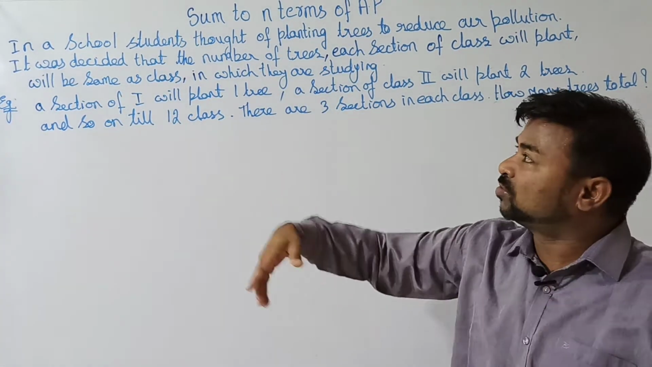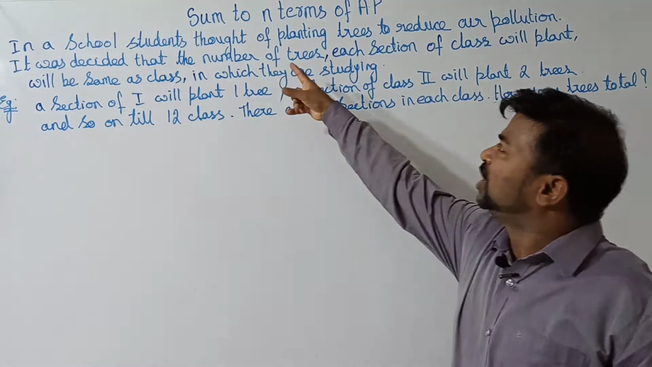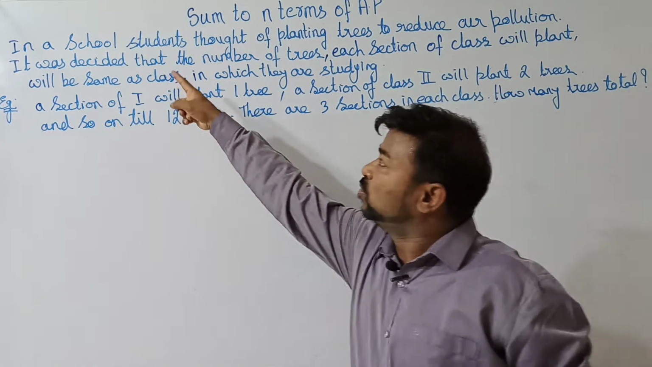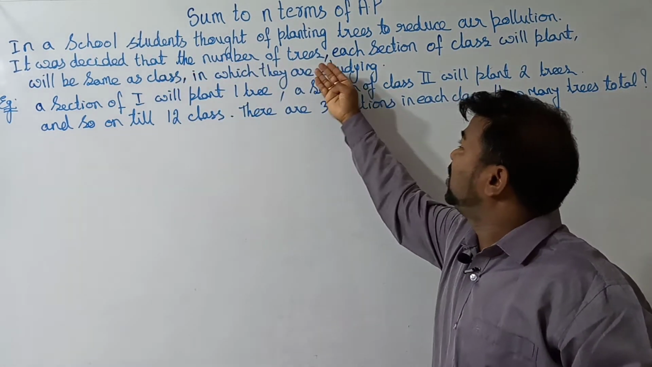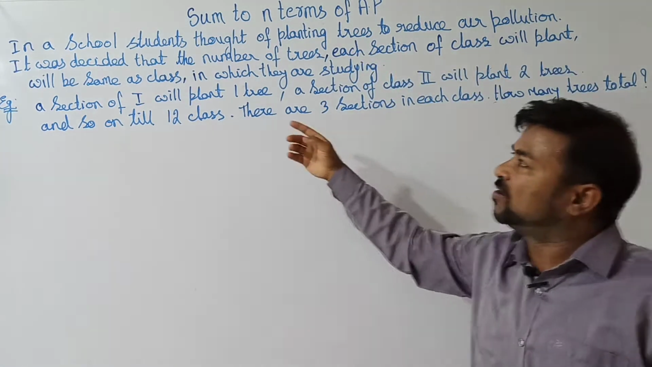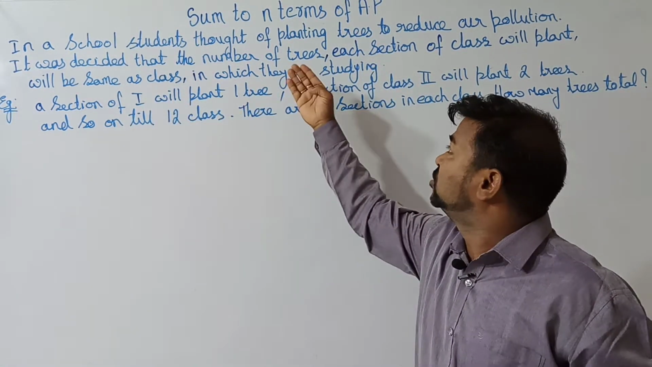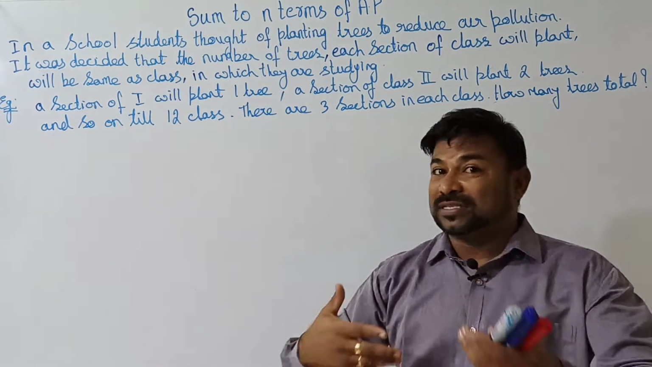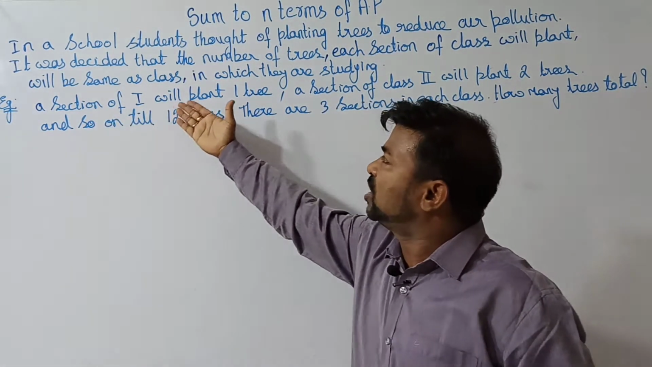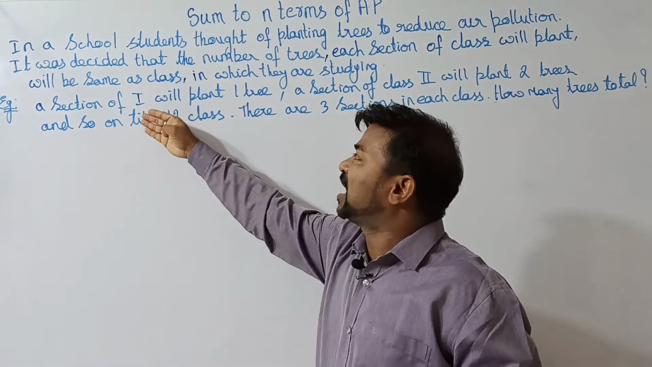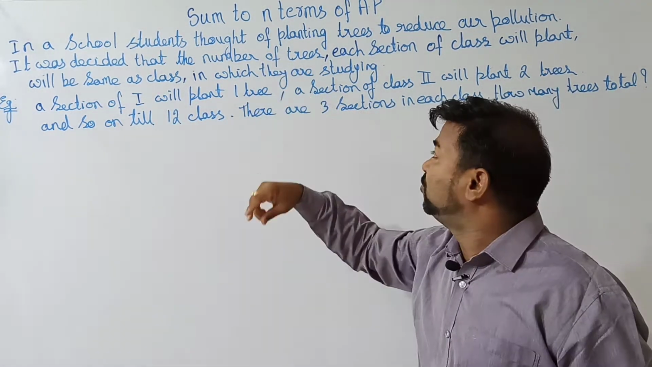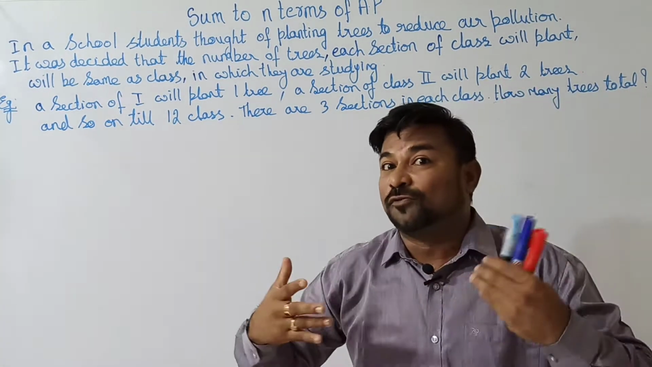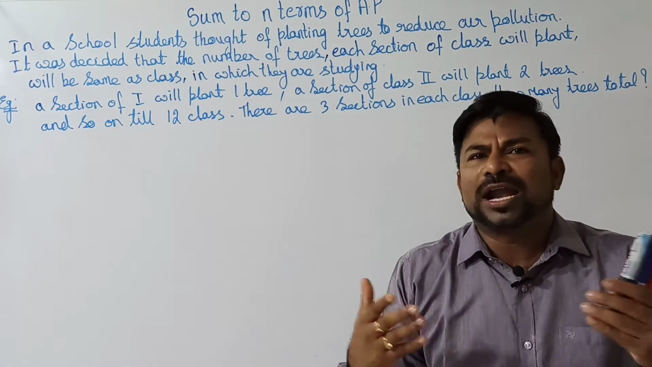Again, I would like to repeat the question. In a school, students thought of planting trees to reduce air pollution. It was decided that the number of trees each section of a class will plant will be the same as the class in which they are studying. He himself has given examples in the question. If the class is 1, they will be planting 1 tree. If the class is 2, they will be planting 2 trees. If they are in the 4th class, they will be planting 4, and so on.